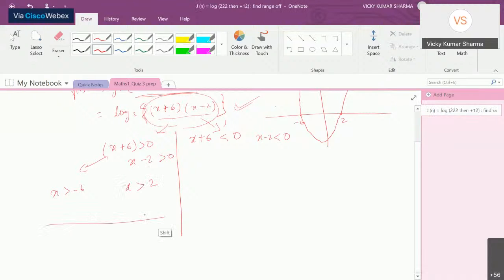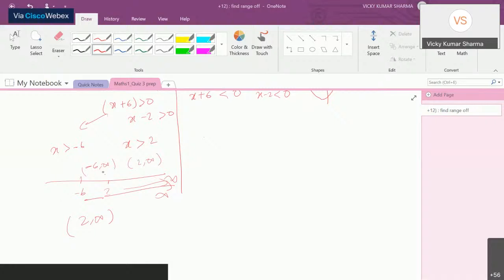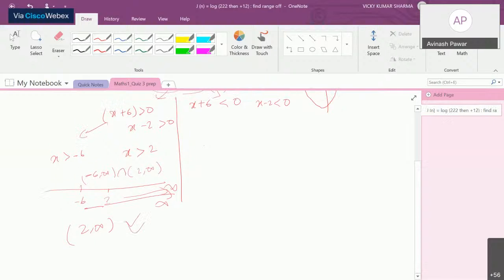Now what do you see? Greater than means towards infinity. So minus 6 to infinity and then 2 to infinity. What will be the intersection of this? 2 to infinity. Exactly. So you have to take the intersection of this: minus 6 to infinity, and 2 to infinity. The intersection is 2 to infinity, so we will take that value from here. So this is one condition.